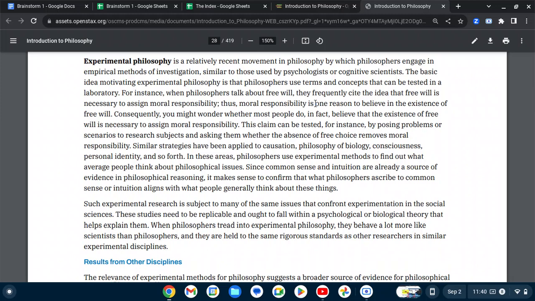Similar strategies have been applied to causation, philosophy of biology, consciousness, personal identity, and so forth. In these areas, philosophers use experimental methods to find out what average people think about philosophical issues. Since common sense and intuition are already a source of evidence in philosophical reasoning, it makes sense to confirm that what philosophers ascribe to common sense or intuition aligns with what people generally think about these things.